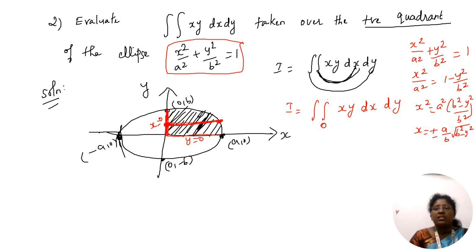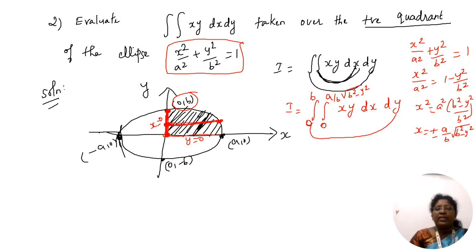So the upper limit is a by b into root of b square minus y square. Then the inner integral, the outer integral always constant. So to find the y limit, in the y axis, we take the minimum point and the maximum point. The y axis starts from the origin, so the lower limit of y is 0. The maximum point is 0 comma b. At this point the value of y is b, so the upper limit is b.